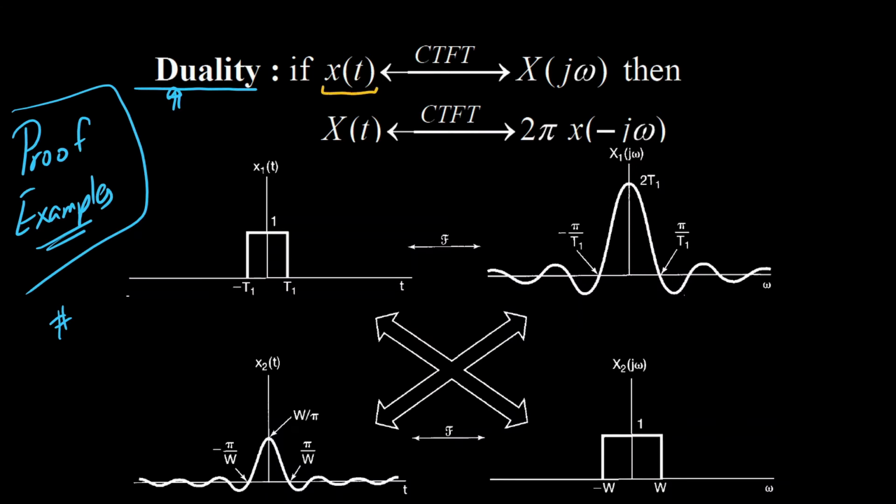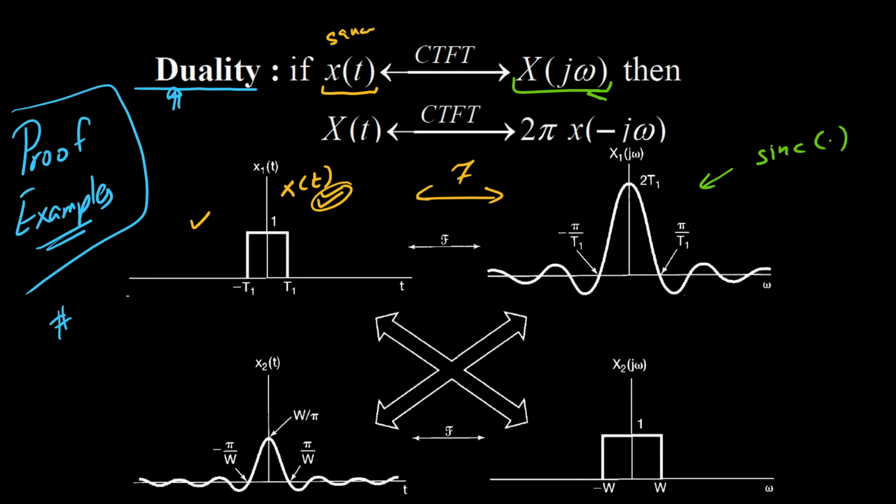See, x of t is this signal. This is our x of t. And we know that its Fourier transform, if this is a square function or a rectangular function, so over here we have a sinc function, that is this function. So square and sinc.